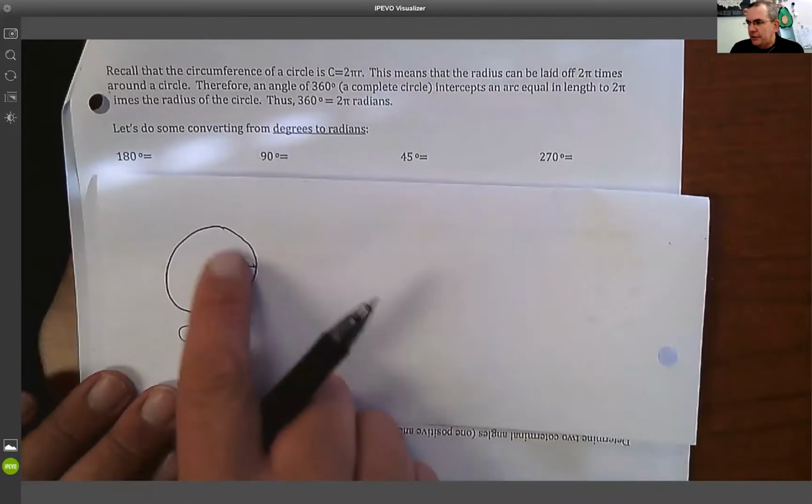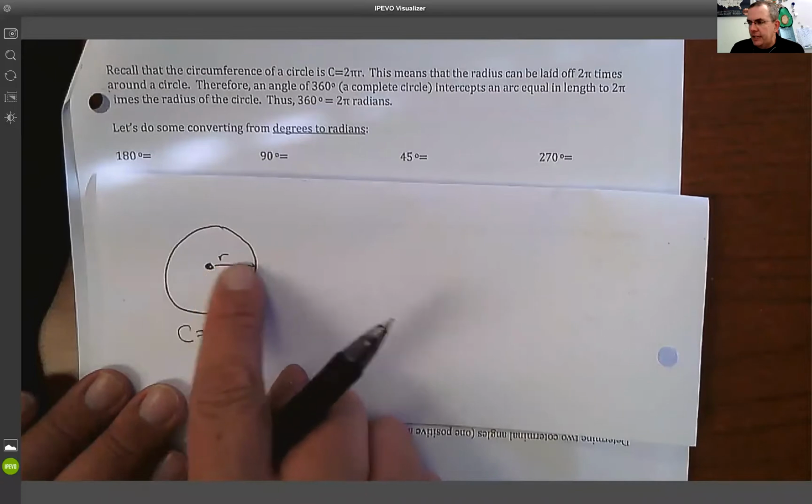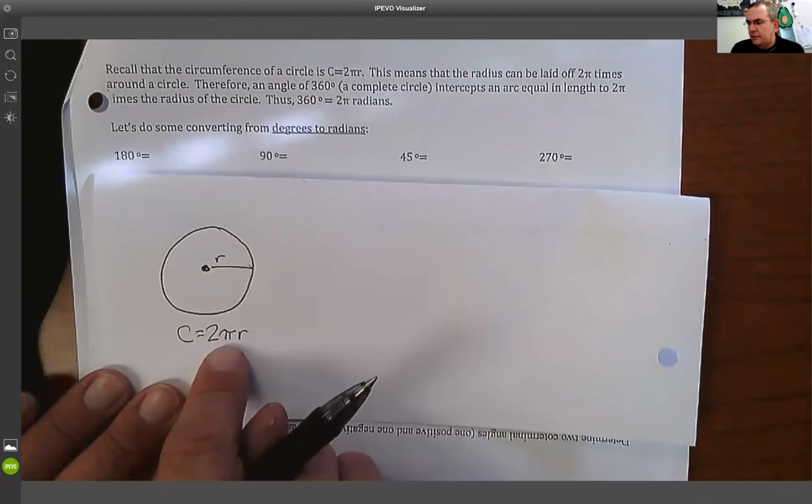What I need you to understand on this one is the following. Whether you knew it or not, you were talking about radians back then, because here's the idea. To measure the size of an angle, I can measure it in degrees, or I could measure it in radians. So I'm going to show the screen again so you can see what I mean. We have our circle. It's got a radius. Circumference is 2 pi r.